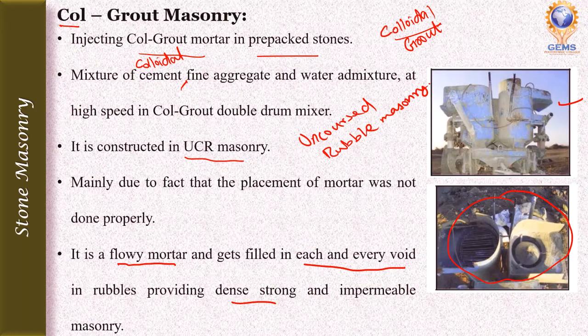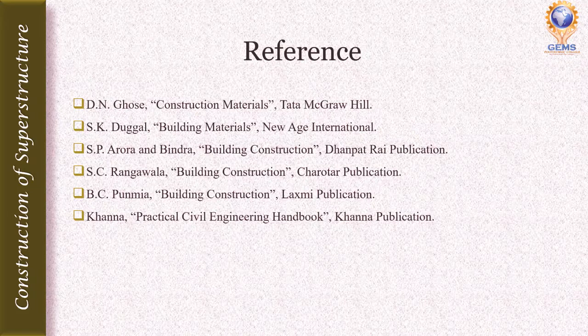So this is about cold grout masonry. Mostly this cold grout masonry will be used in UCR structures, especially in dams. So in this video we covered the types of mortar we use in stone masonry, the points we have to observe during the construction of stone masonry, the tools and plants we use in stone masonry, and finally cold grout mortar. Thank you.